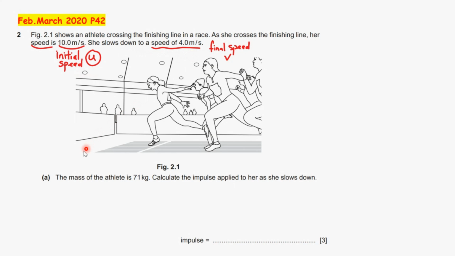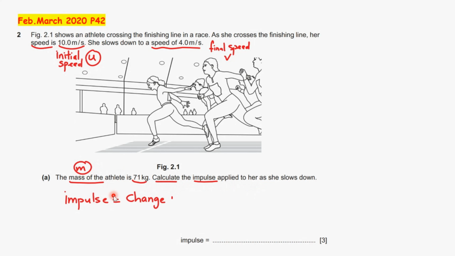v. In part A, the mass of the athlete is 71 kilograms, symbolized by the letter m. And to calculate the impulse applied to her as she slows down, the impulse here is equal to the change in momentum.